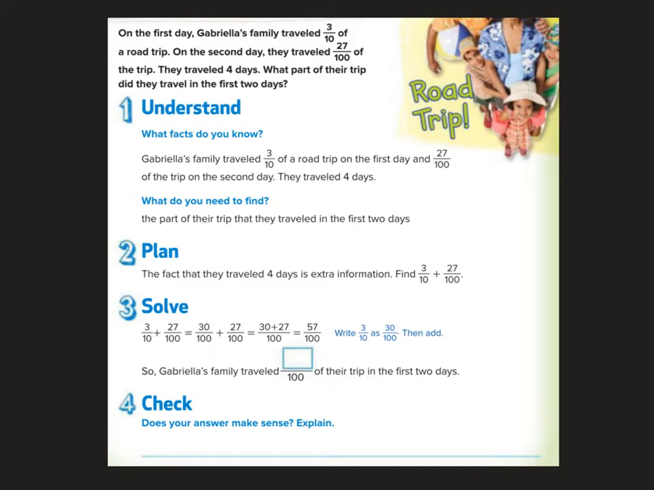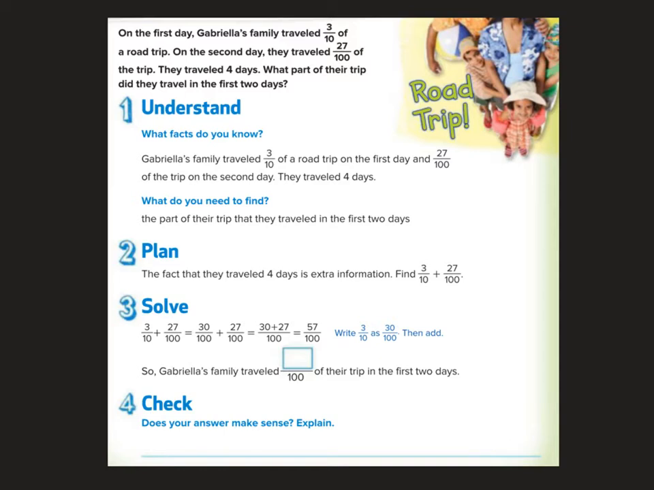On the first day, Gabriella's family traveled 3/10 of a road trip. On the second day, they traveled 27/100 of the trip. They traveled 4 days. What part of the trip did they travel in the first 2 days?